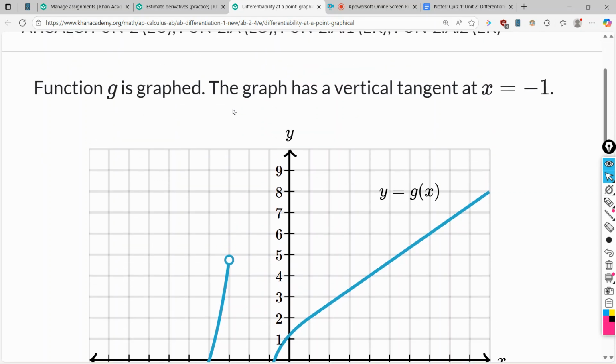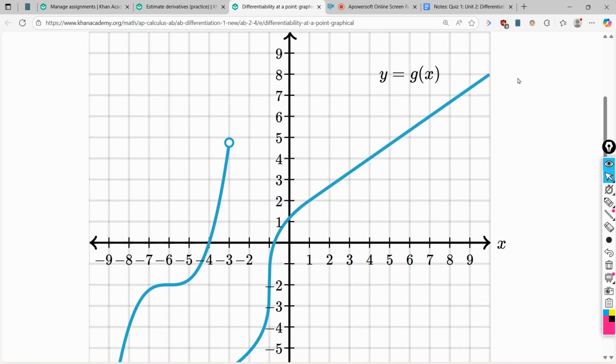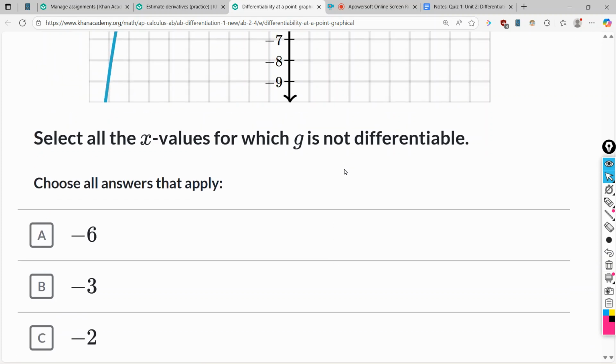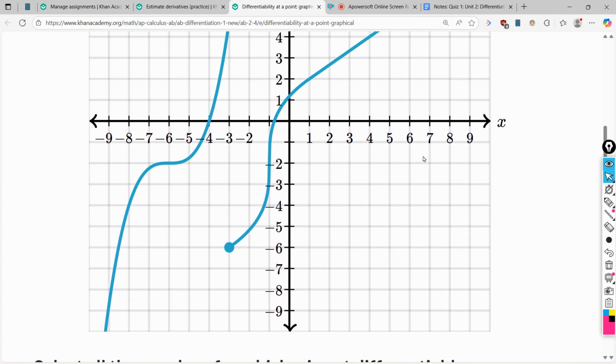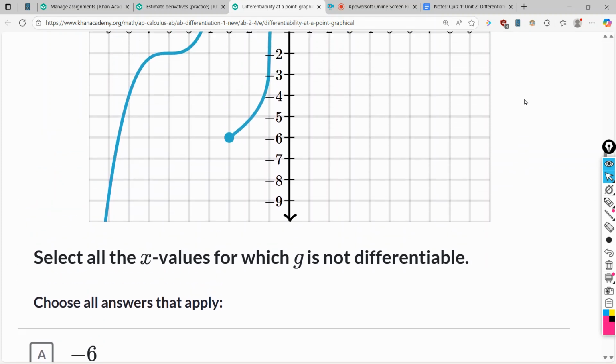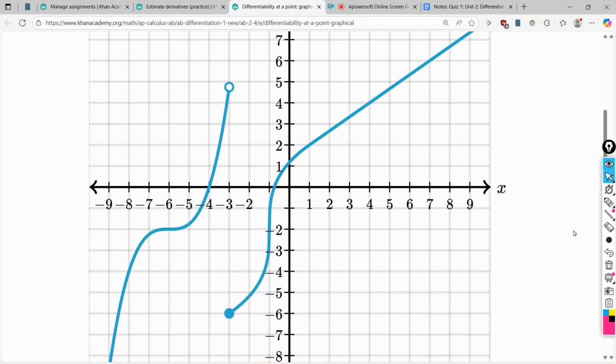All right, so the function g is graphed. The graph has a vertical tangent at x equals -1. Select the x values for which g is not differentiable. That means you cannot find the slope. Choose all answers. So let's first look at -6 and -3. Those are the x coordinates. On the x-axis, here's -6, and here's -3.